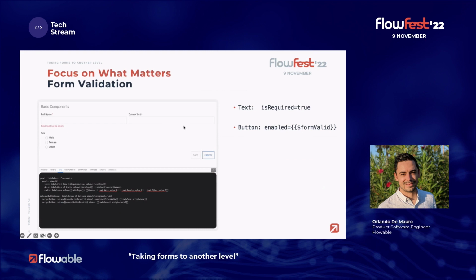As we said, one of the other main characteristics of the form is that you are focused on the matter, and the form will handle the validations. For example, in this example, we have a full name text input that is required. To make it required, we just add isRequired equals true in our configuration file. Then we have a save button that is enabled only if the form valid built-in expression is true. As you can see in this example, as the full name is empty, the save button is automatically disabled.